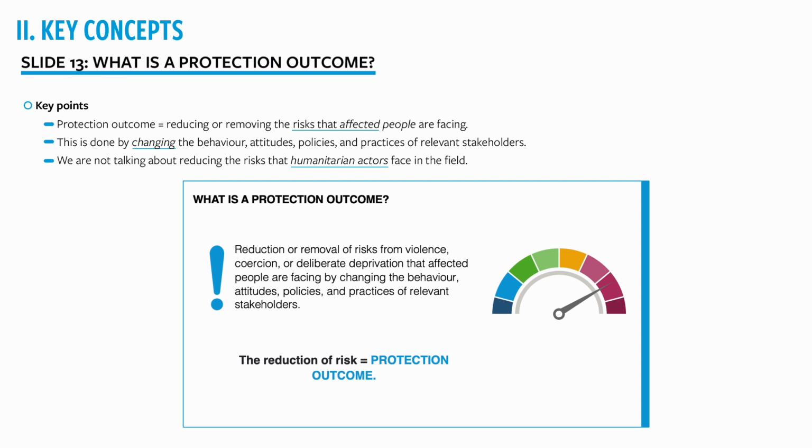When we talk about protection outcomes, we are talking about reducing or removing the protection risks that affected communities are facing, not the ones that humanitarian actors are facing. Reducing risk is done by changing the behavior, attitudes, policies, and practices of relevant stakeholders. It is for this reason that engaging with armed actors is so important.